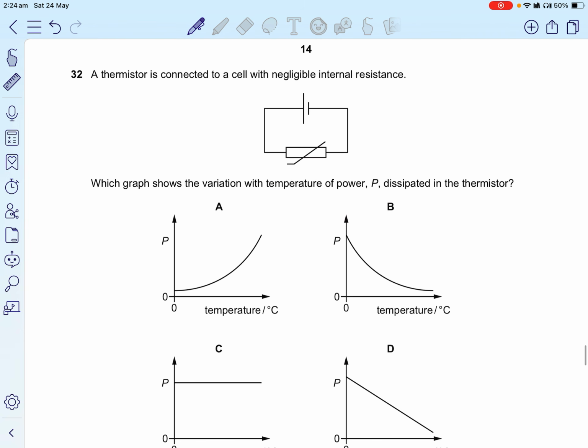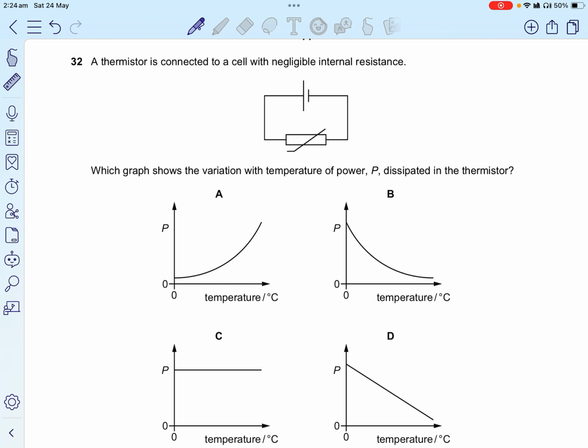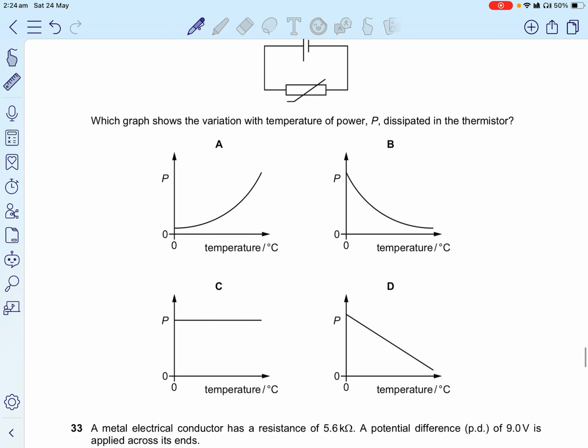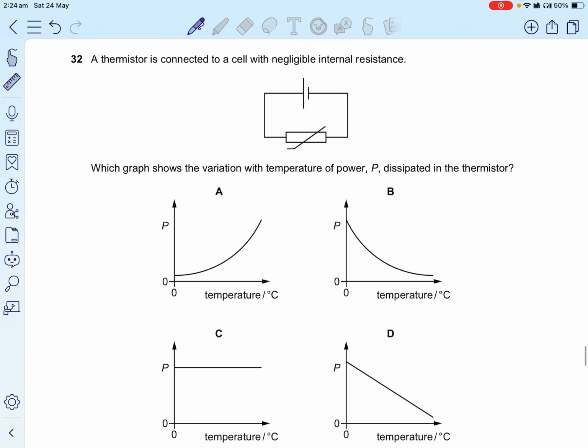Then comes question number 32. A thermistor is connected to the cell with a negligible internal resistance. Which graph shows the variation with the temperature of the power dissipated in the thermistor? Now, a thermistor is a type of variable resistor whose resistance is low at high temperatures and high at low temperatures.